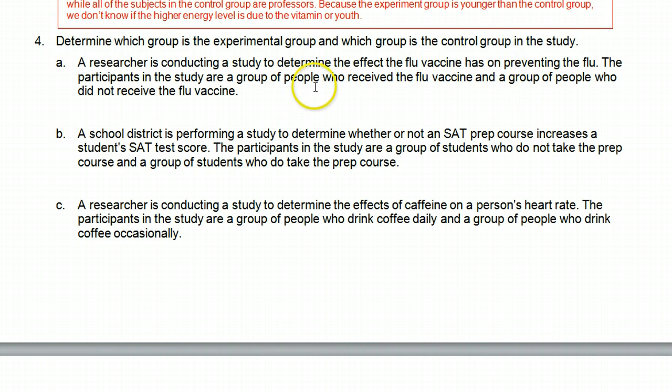Yeah, the people who received the flu vaccine are the experimental group. The people who did not receive the flu vaccine are the control. If they really wanted to do it right, they'd give the non-flu vaccine people a placebo shot to eliminate the placebo effect. All right, go ahead.